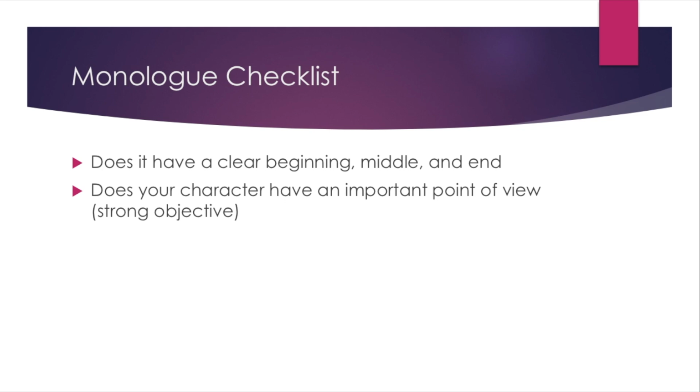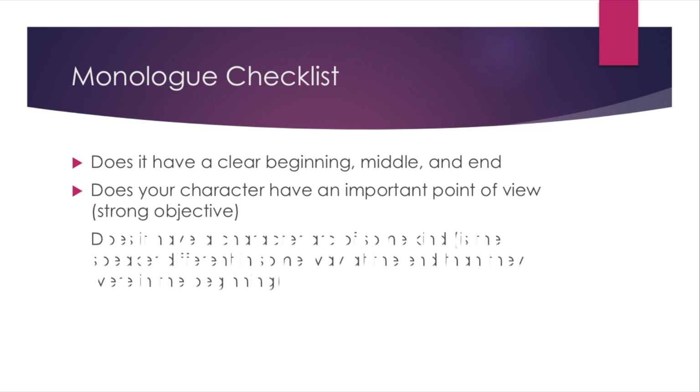Next, does your character have an important point of view? A strong objective? Now, the objective is only as strong as the character's want. So make your character that you are creating and their point of view be very important to them. A monologue is an expression of a person's, or in this instance, a pet's, strong point of view. It doesn't have to be about something serious, but it needs to be something that the character wants badly.